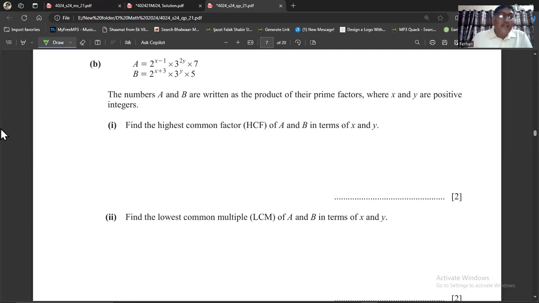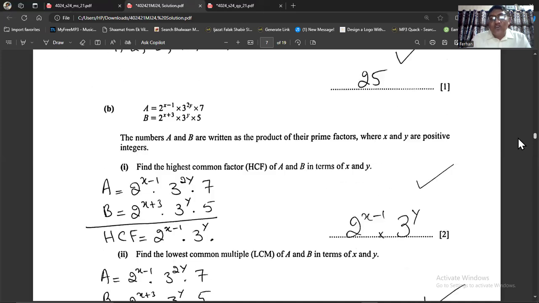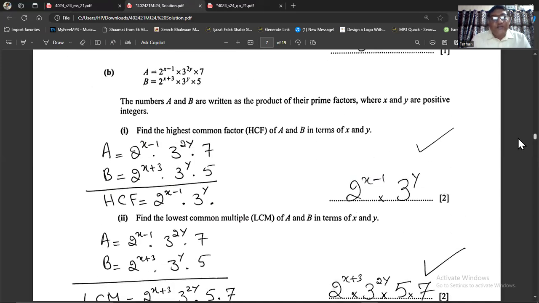in terms of x and y. So if you want to find the HCF, in the HCF we only take those factors which are common in both of them. And for the factors which are common, we take their smallest power. So let me show you this. Now you see I have written here A equals 2 raised to power x minus 1 into 3 raised to power 2y into 7. And B is 2 raised to power x plus 3 into 3 raised to power y into 5.